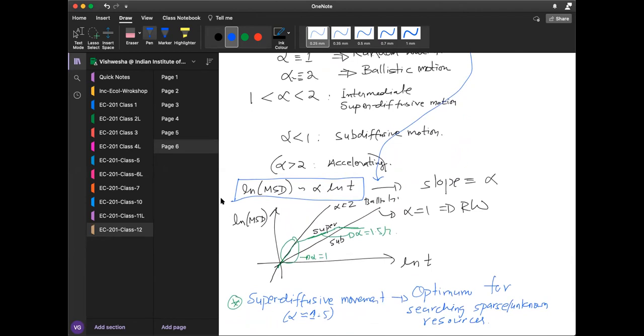It's actually an issue of scales. It's possible that the sensory perception matters in the context that we are interested in: searching for sparse unknown resources. Which means I'm not seeing anything right now, so where should I go? That's not the same as being within 10 meters of a resource which I can now see. In that time scale, you must of course do ballistic motion towards that resource.